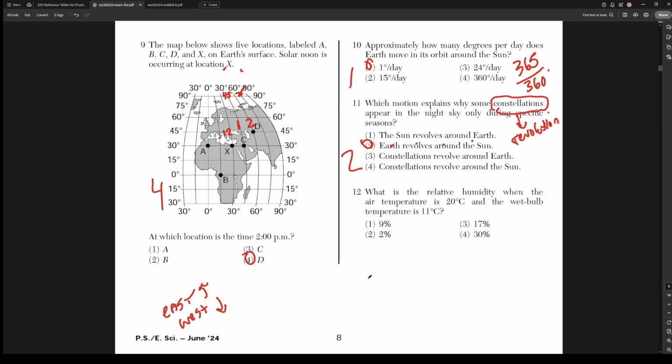All right, we got a dew point chart question. What is the relative humidity? I want to know what's the relative humidity when the air temperature, which is the dry bulb, is 20, and the wet bulb temperature is 11. The first thing we're going to do is subtract these because that's the difference. So 20 minus 11 is 9. That's the difference. Now we're just going to go to air temperature 20, difference of 9 on the relative humidity chart.